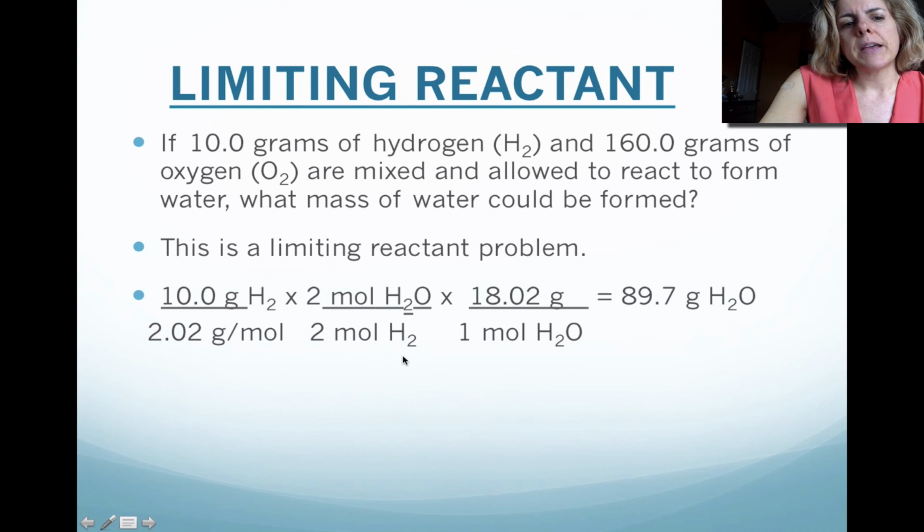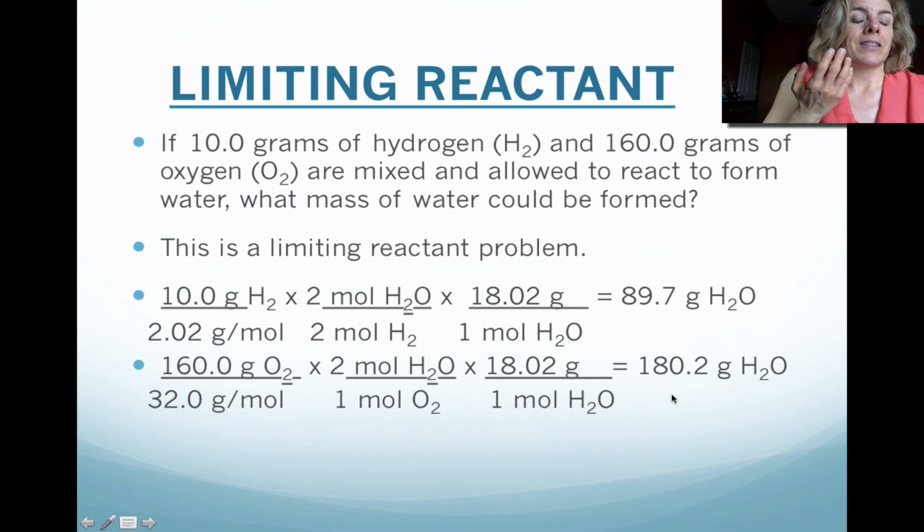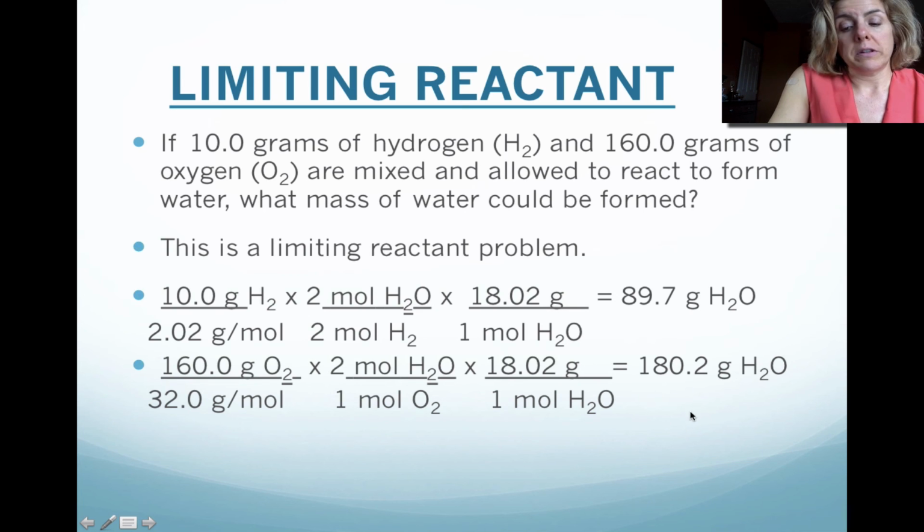Now, you would do the same thing with oxygen. So notice you have more oxygen in mass. It makes sense because it weighs more. And then you're going to divide it by the molar mass, multiply it by the mole ratio, and then multiply it by the molar mass of water to give you 180 grams. So once again, the limiting reactant is hydrogen.